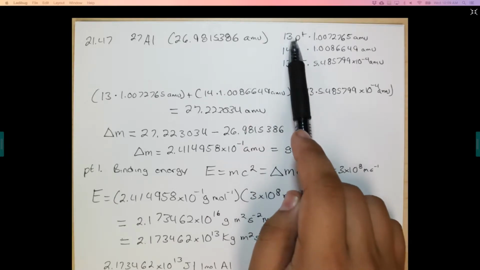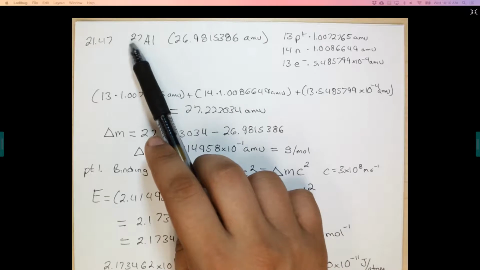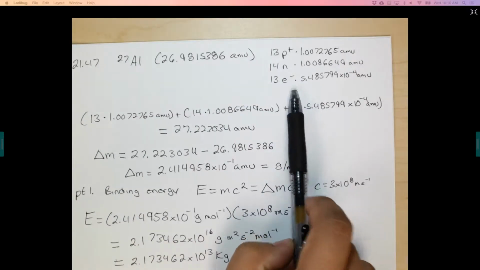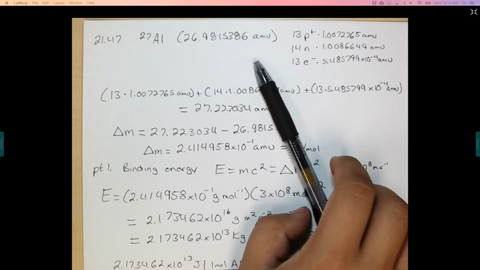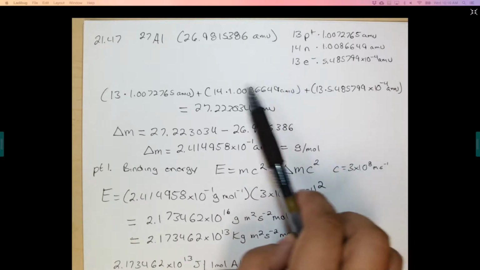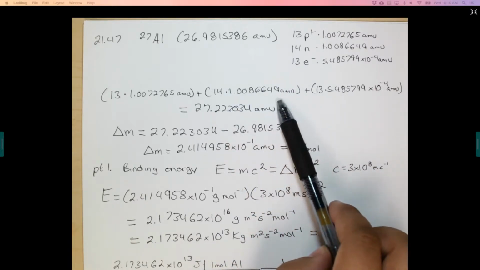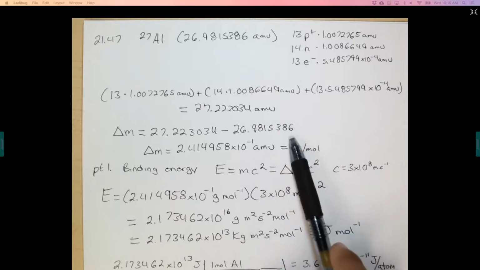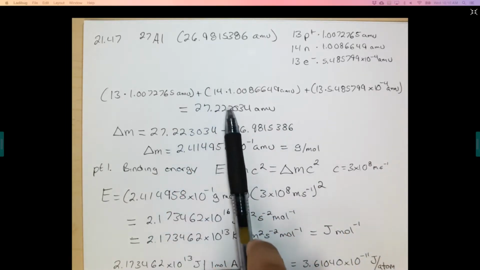Where do we get 13 protons from? That will be from the periodic table, aluminum's atomic number. 14 neutrons is based on the mass number, and 13 electrons is because the ground state atom has a total of 13 electrons. So we do the mathematics here, just simple basic addition, to get the mass that we expect it to be. And that has been done here via calculator. And we see that it is a larger value than this, which is what we expect, right?